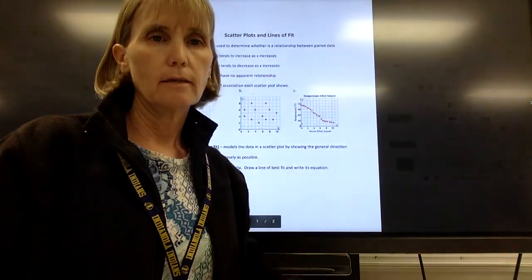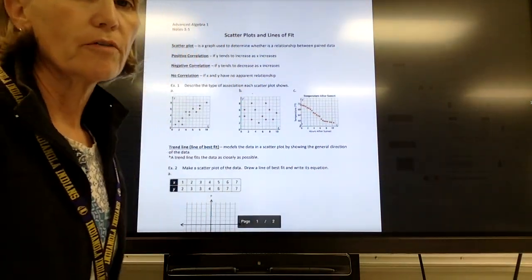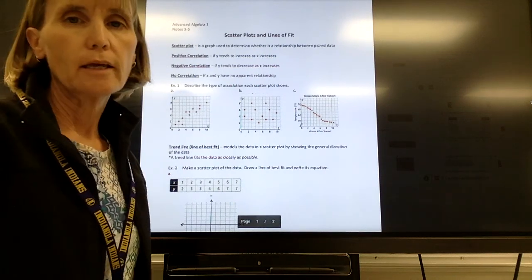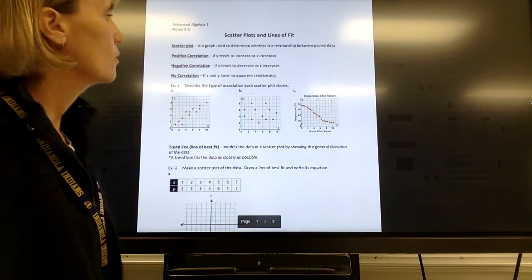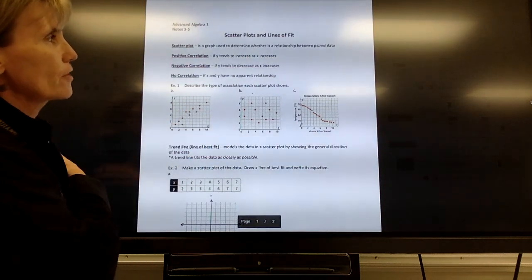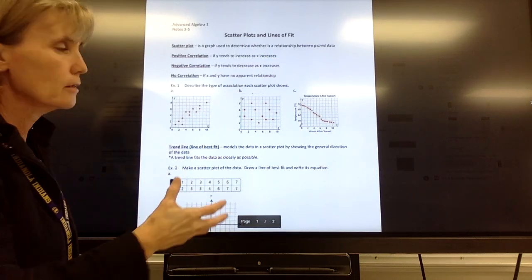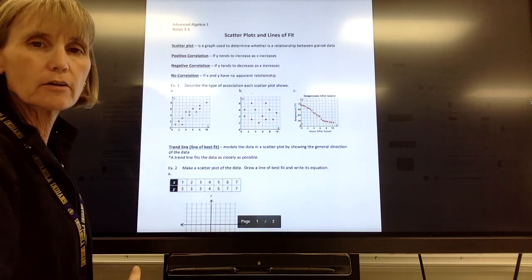Okay, the last section that we're going to cover out of topic 3 is 3.5, and it's called scatter plots and lines of fit. And you can look through the definitions here. A scatter plot is just a graph that's used to determine whether a relationship exists between some paired data. So you can see different scatter plots here.